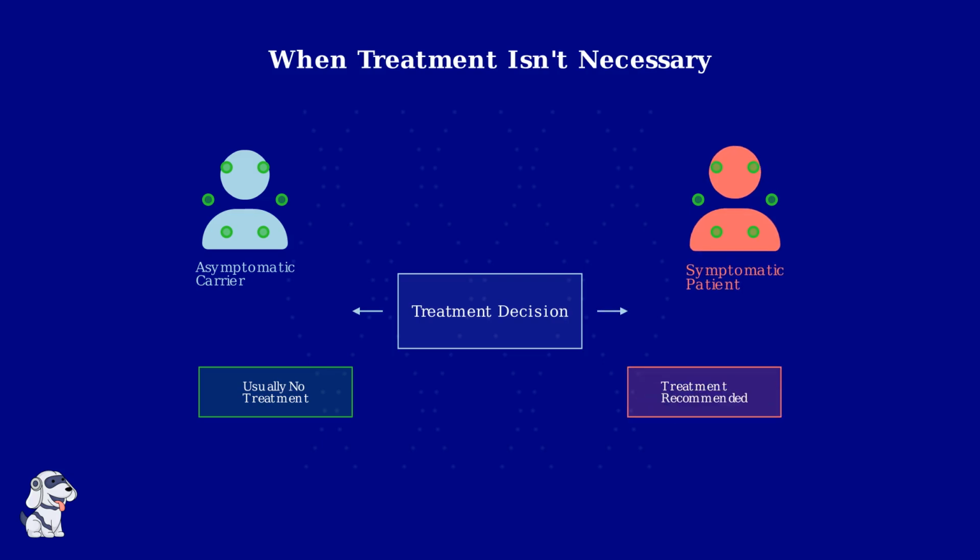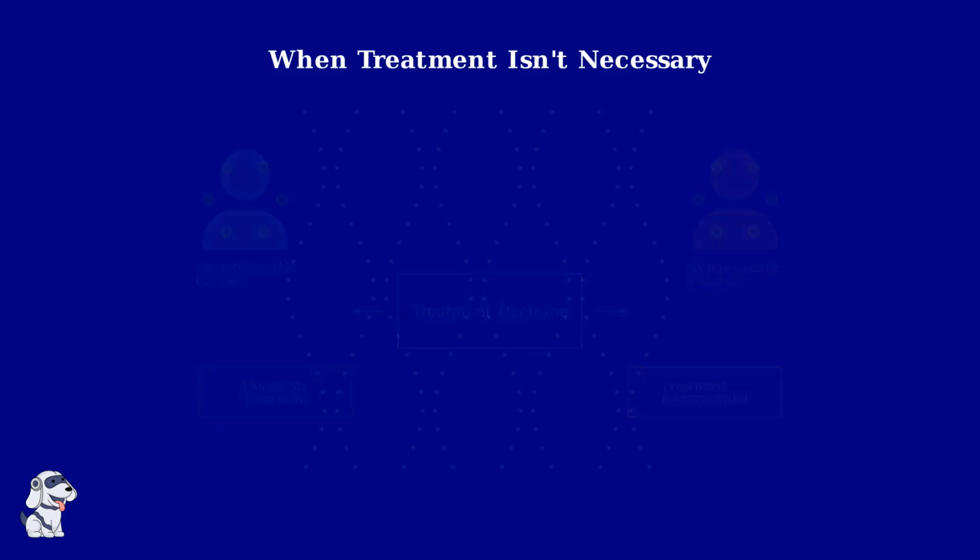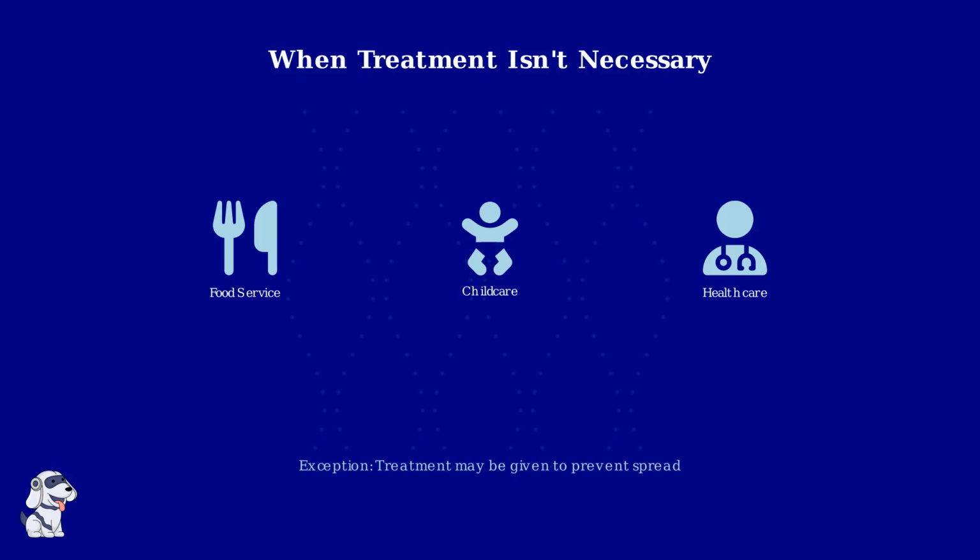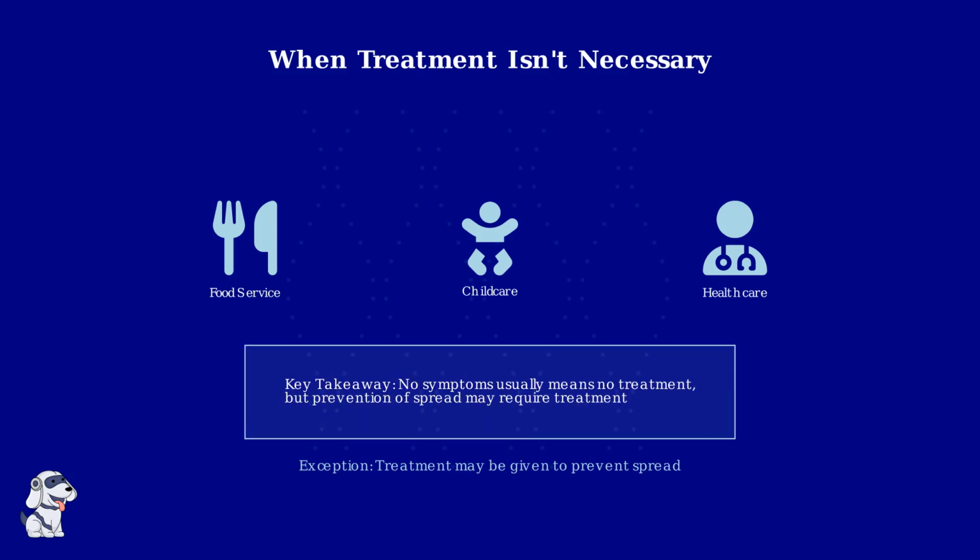In contrast, people with symptoms like diarrhea, cramps, or nausea typically do need treatment to help their body fight the infection and recover faster. However, there's an important exception to this rule. Even if you have no symptoms, your doctor might still recommend treatment to prevent you from spreading the parasite to others. This is especially important if you work in food service, childcare, or healthcare, where you could easily pass the infection to vulnerable people. Public health is the key consideration here. Remember, even without symptoms, you can still shed Giardia cysts and infect others. The decision to treat asymptomatic cases is always made by weighing individual health against community protection.